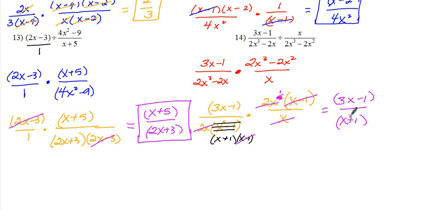If ever you get to this purple step and you see more things that can cancel, that's completely fine. Just go ahead and keep on canceling until you get down to the most simplified version. If you need to do it in a couple of steps, that's not a problem at all.